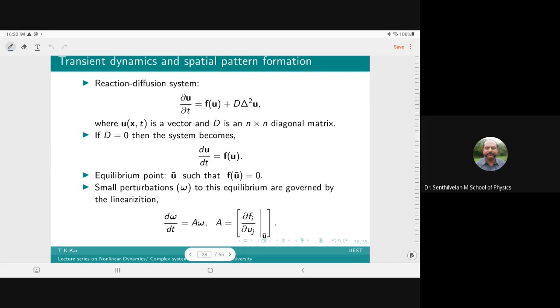We have earlier discussed transient dynamics in a non-spatial system. Here it is a spatial system. Suppose we are considering population dynamics, and if we consider that space is homogeneous, then it is different.